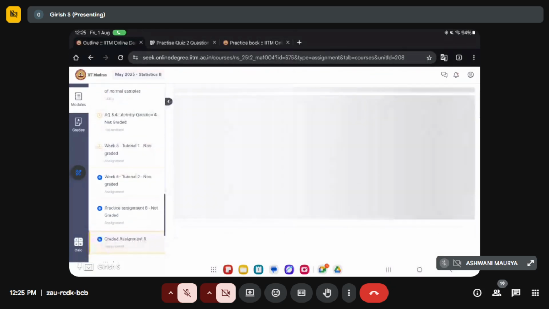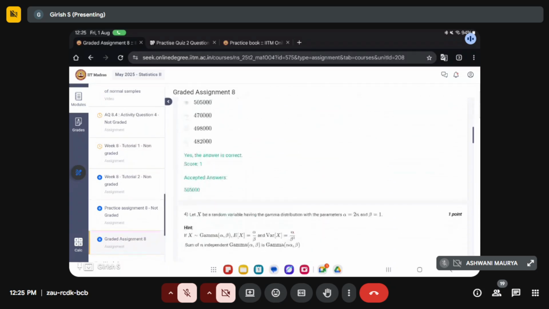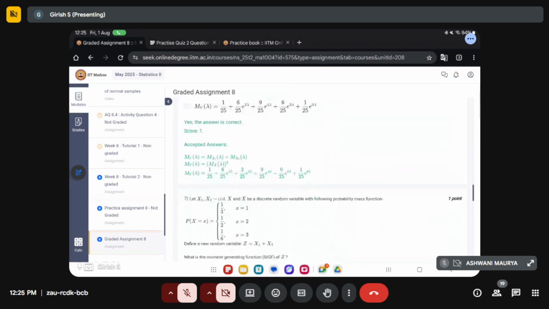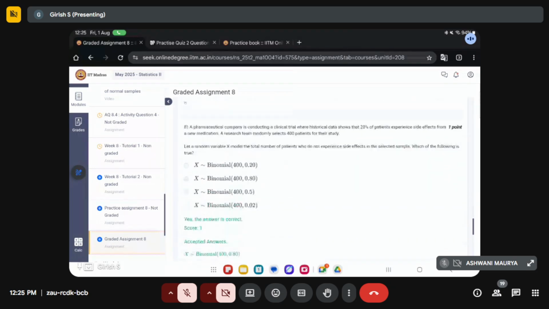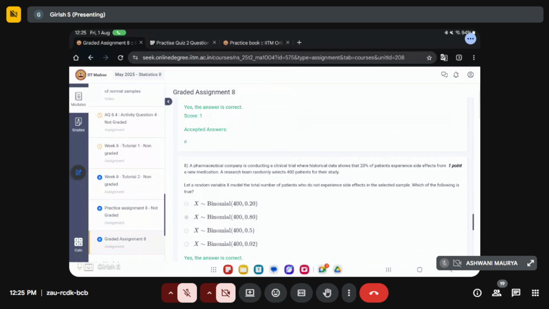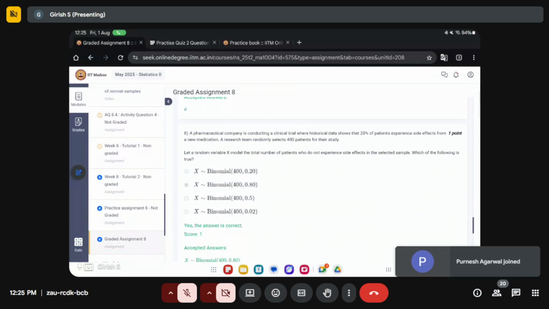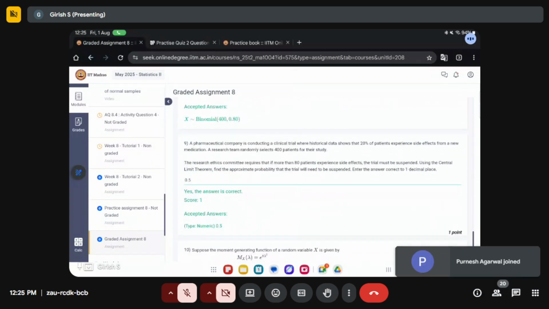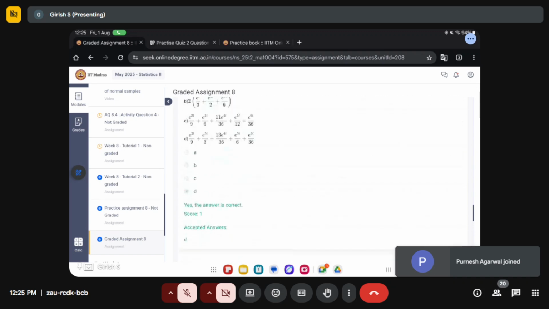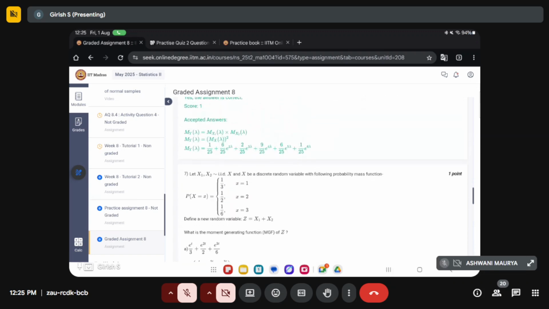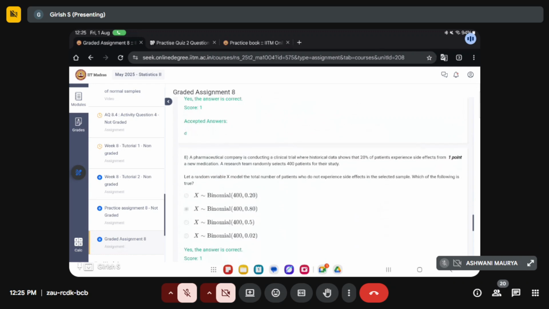Question number 8. Just a second, I'll check what is there in mind. So question number... you mean this problem? No, you have written. Or which problem exactly? I think it's different.